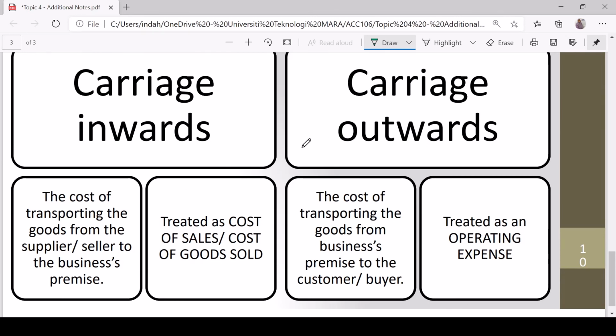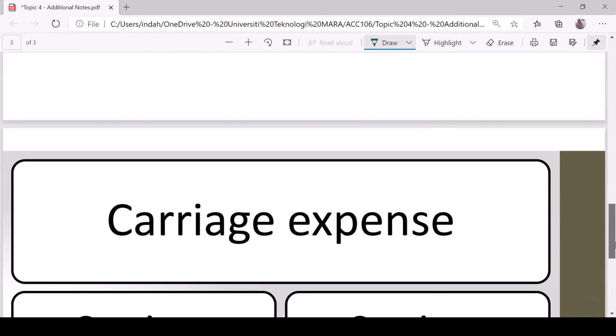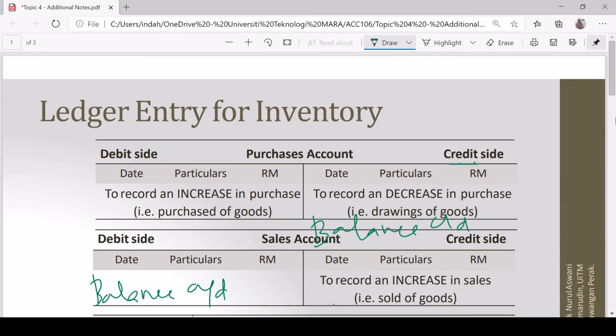Carriage outwards is the cost of transporting the goods from the business premise to the customer or buyer. This one will be treated as an operating expense. Both are expenses, but one is treated as cost of goods sold and the other is treated as operating expense. The effect of this treatment can be seen in the statement of profit or loss. So that's all for the explanation, for the additional note of topic 4.